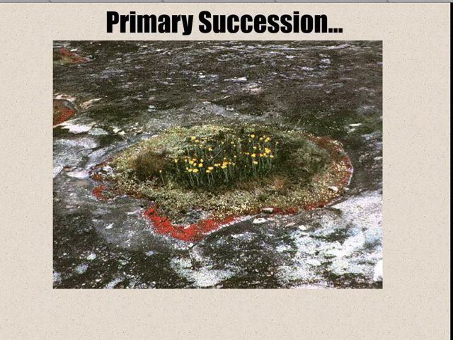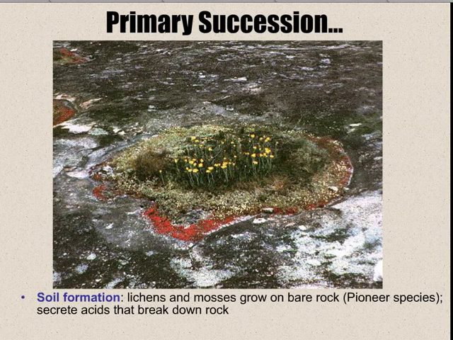Okay, let's take a look at primary succession in more detail. Again, this is what happens when nothing has ever lived there before, when you're forming a population on an ecosystem that has no topsoil and never had living organisms. The first thing that has to happen is soil formation. You start out with lichens and mosses, which is what that photograph is of, growing on bare rock. The lichens and mosses are called pioneer species. That's an important vocabulary word.